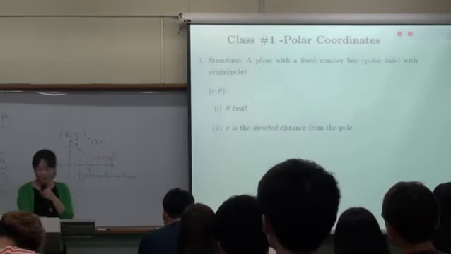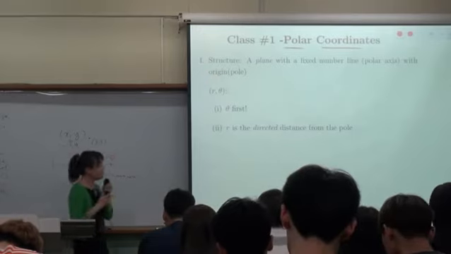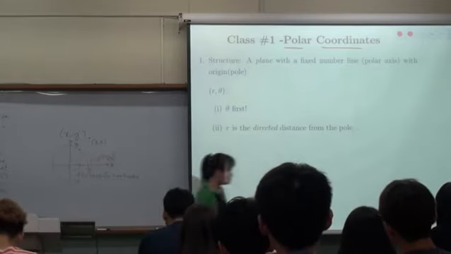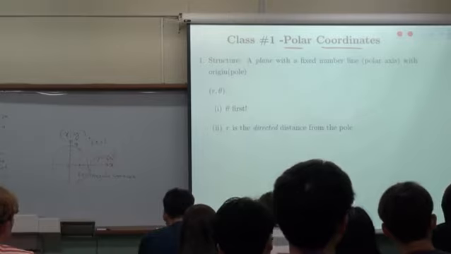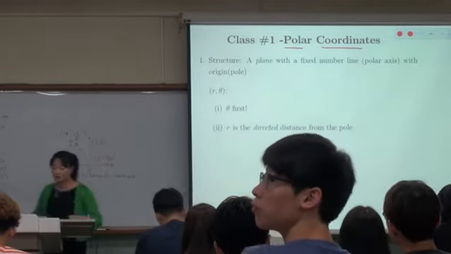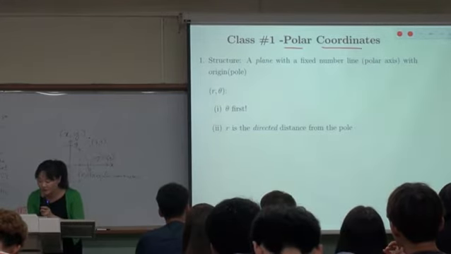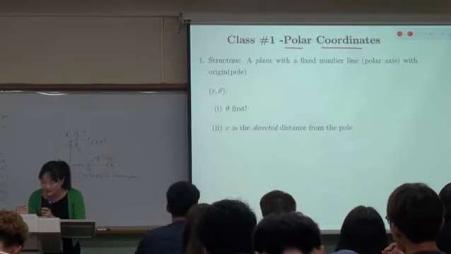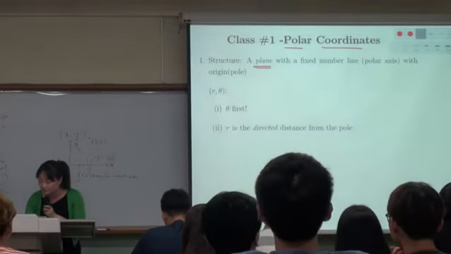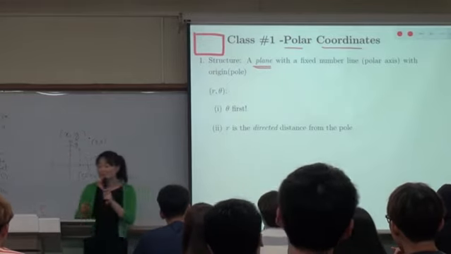So everyone has their handout, right? So let's read. Polar coordinates. I'll tell you what polar means in a moment. Structure. A plane with a fixed number line, polar axis, with origin pole. So we are still representing a plane. So on a plane with a fixed number line.